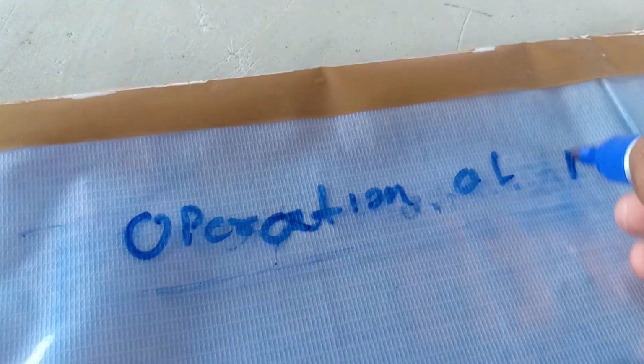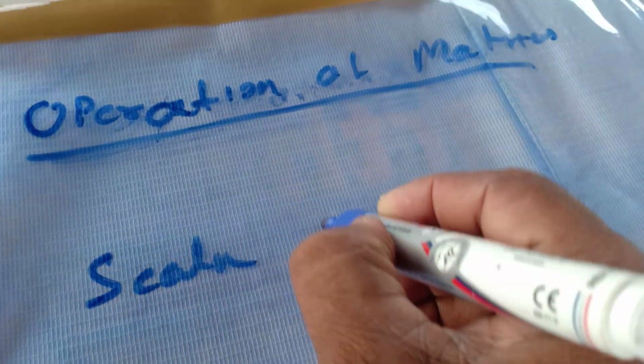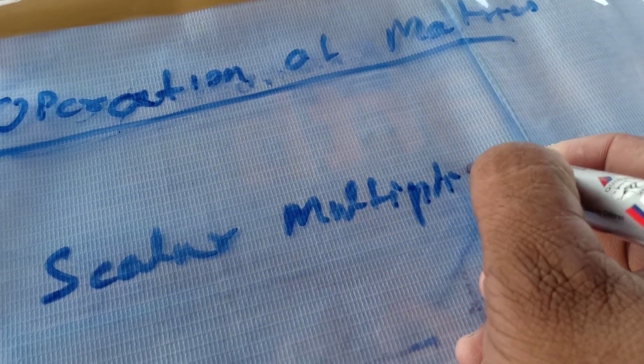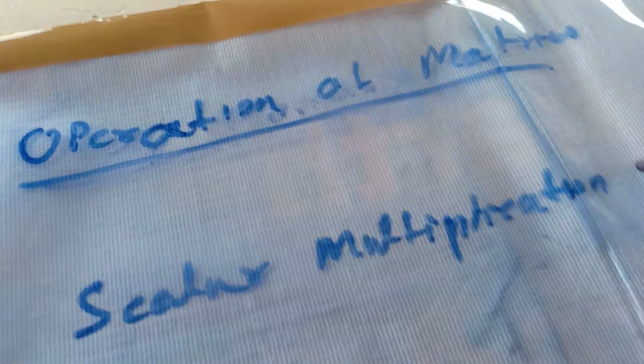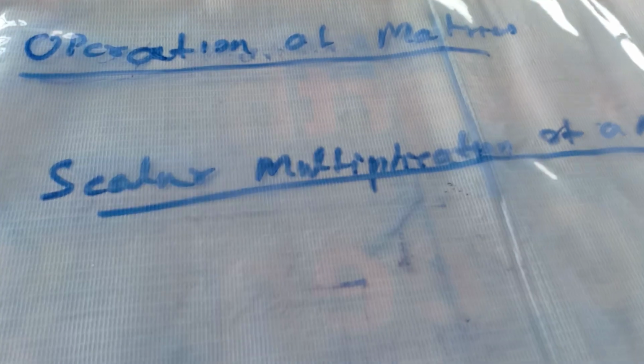Operation of matrices. First I will discuss scalar multiplication of a matrix. First operation is scalar multiplication of a matrix. In this, a scalar is any number. Remember, any real number is called a scalar. So it will be multiplied with a matrix.